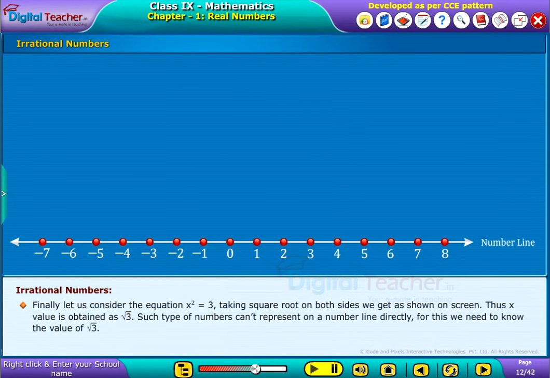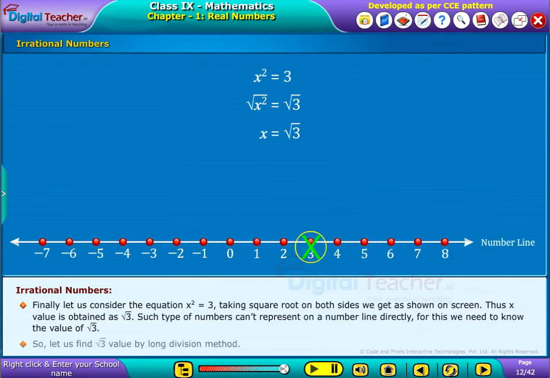Finally, let us consider the equation x square equal to 3. Taking square root on both sides, we get as shown on screen. Thus, x value is obtained as √3. Such type of numbers can't represent on a number line directly. For this, we need to know the value of √3. So, let us find √3 value by long division method.